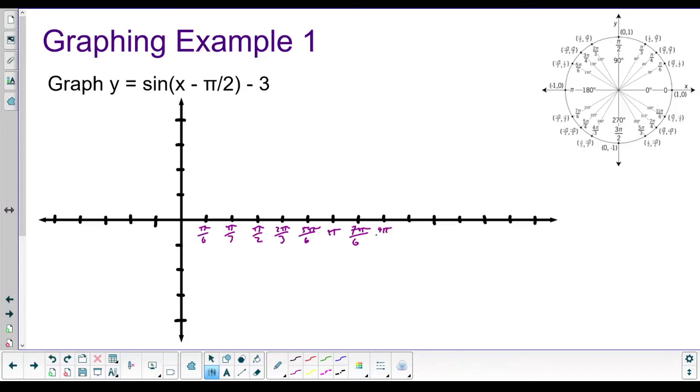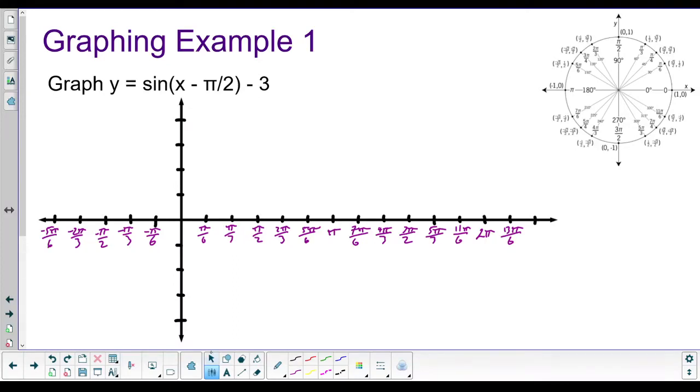4 pi over 3, 3 pi over 2, 5 pi over 3, 11 pi over 6, and then 2 pi. And then just for good measure, I'm going to do 13 pi over 6 as well. On the left side, we'll do negative pi over 6, negative pi over 3, negative pi over 2. What's the next one? Negative 2 pi over 3, and then negative 5 pi over 6.